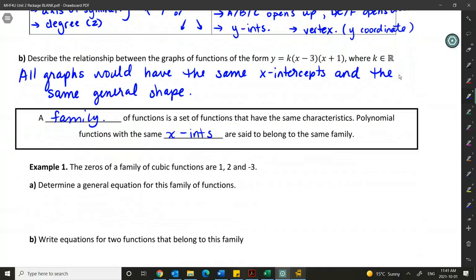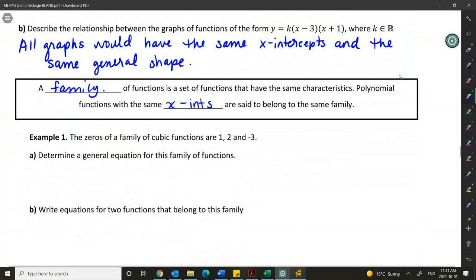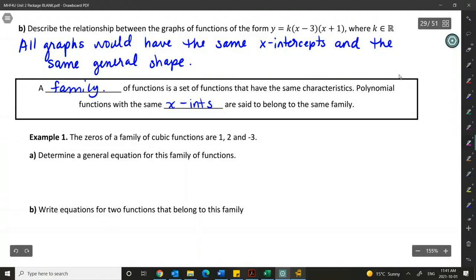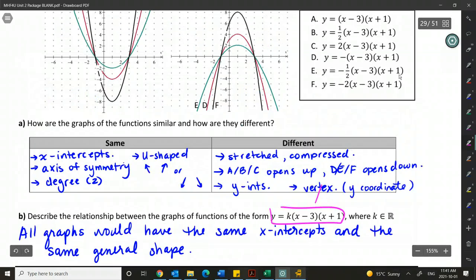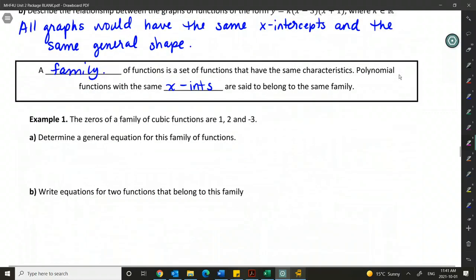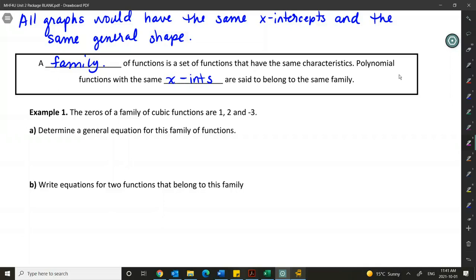All right, so let's say we have a cubic function, and the zeros are 1, 2, and negative 3. If I were to create a general equation for this family, this is basically a general equation for the family above, right? It just gives k as all possible multiples that could be in front of that equation. So how would I create a general equation if these are the zeros and this is a cubic? Bella, what would you do?